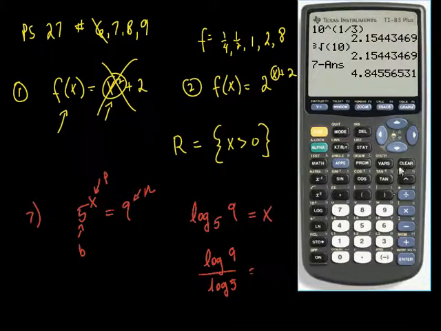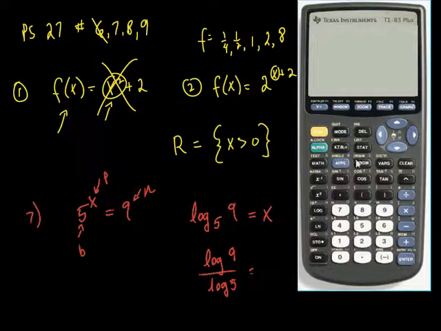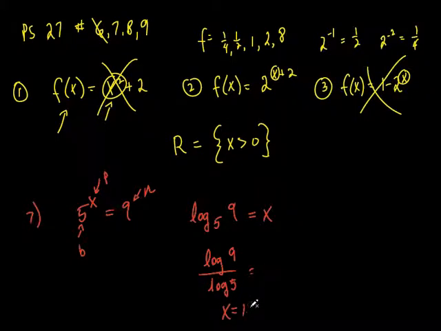So let's do that. Log 9, where's my log button? Right over here. Okay, so log 9 divided by log 5, and we get about 1.37, all right? 1.37. So you could do it that way, but they didn't ask you to do it that way, did they? They asked you to do it another way.